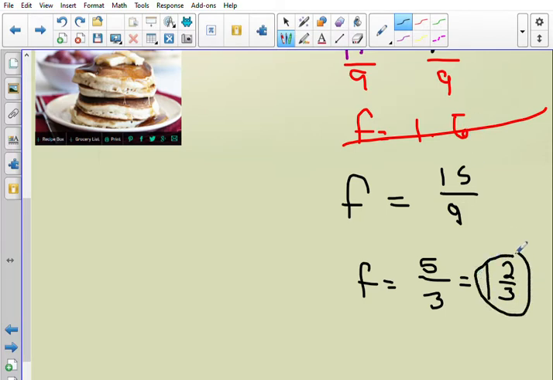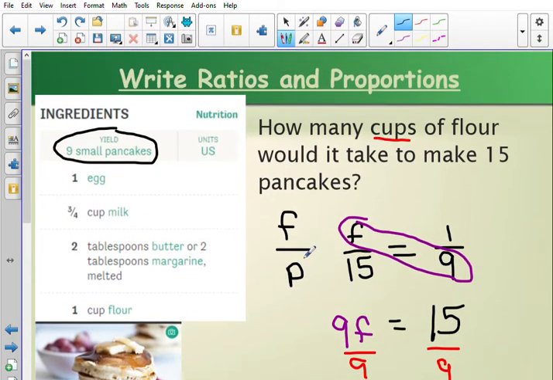This makes sense with cooking. Do not give me 0.6 for cooking. You don't know what 0.6 is. I don't know what 0.6 is. 2/3 of a cup, I could put that in. So notice how we set this up. We went flour for pancakes.